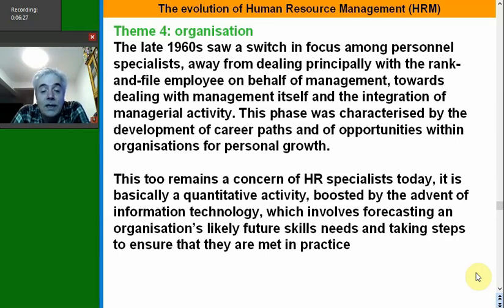It is basically a quantitative activity, boosted by the advent of information technology, which involves forecasting an organization's likely future skills needed and taking steps to ensure that they are met in practice. So this is also the human resources responsibility, right? To make sure that they have the personnel to be able to move the company forward, personnel with the skills needed for the company to run.